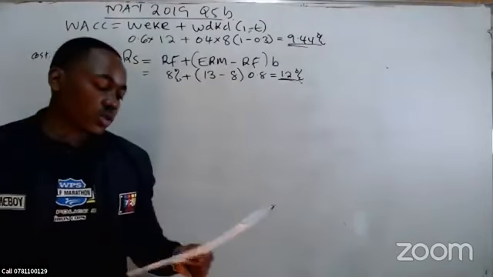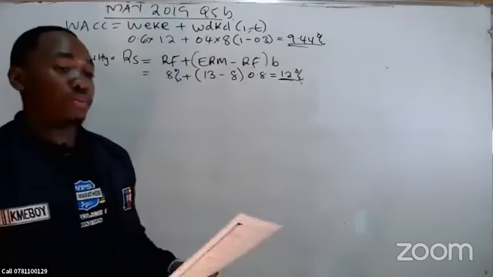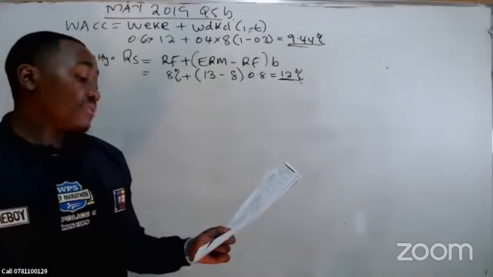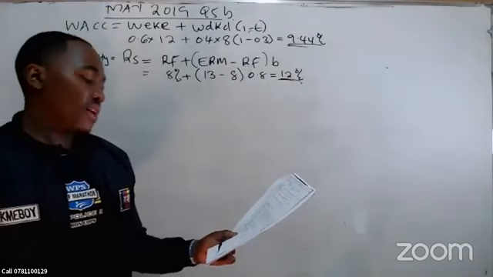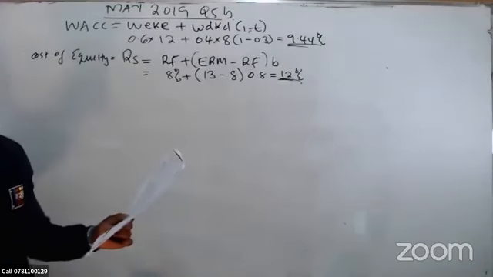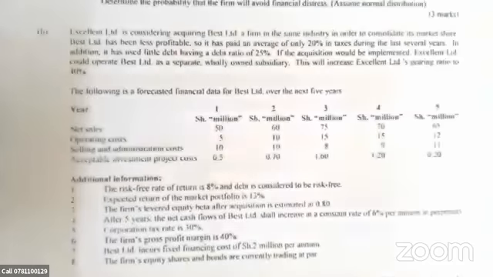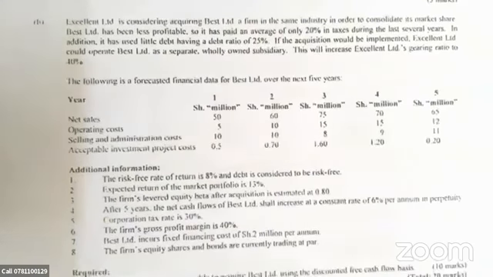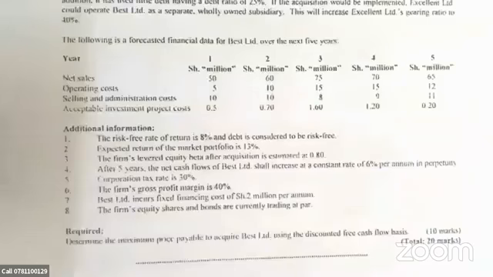Now let's go back to the question. Note number 4. You're told that after 5 years, the net cash flow of Best Limited shall increase at a constant rate of 6% per annum in perpetuity. The corporate tax rate is 30%. The firm gross profit margin is 40%. If the gross profit margin is 40%, that means the cost of sales is 60%.